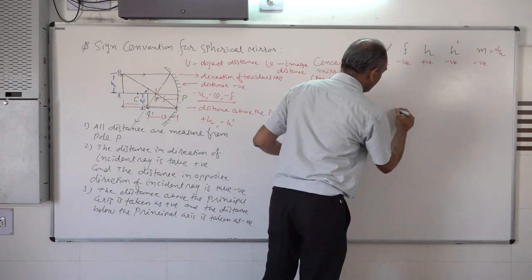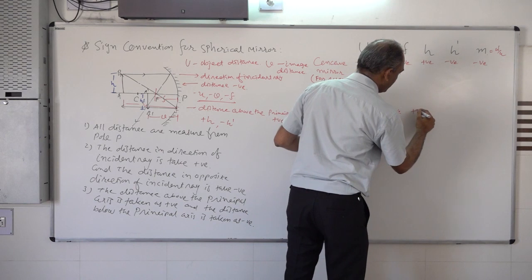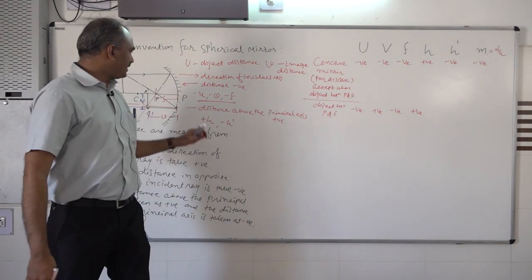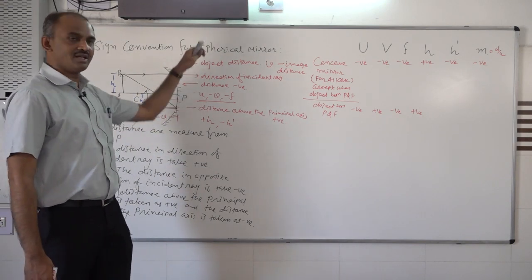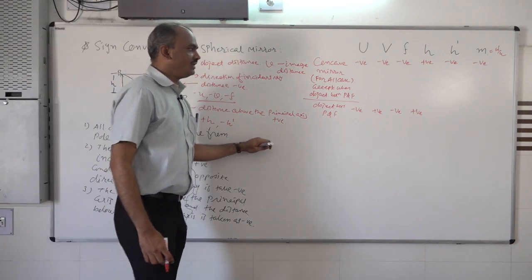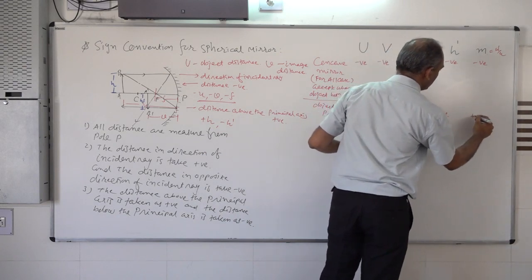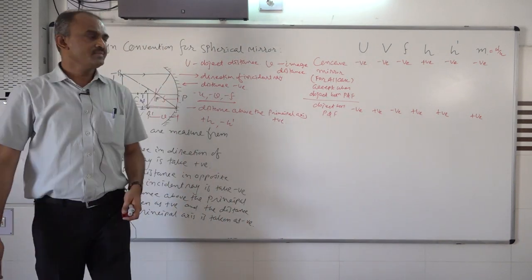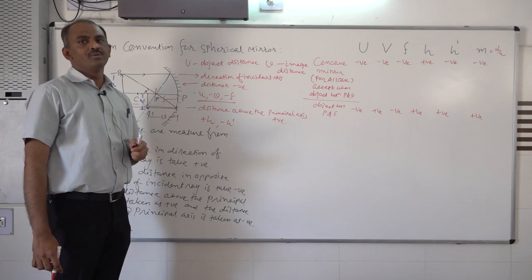Focal length always remains negative. Object height always remains positive. Now image height. In this case, the image we are getting is on the back side of the mirror, and it is a virtual and erect image. So H dash also is positive. So this also is a positive sign. Okay. So this is the sign convention for the concave mirror.